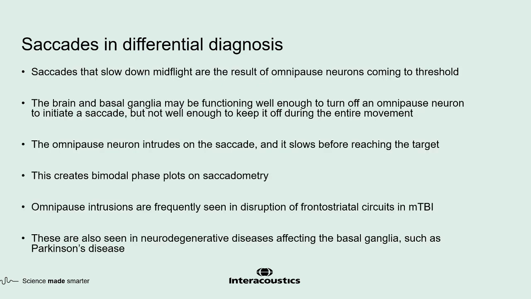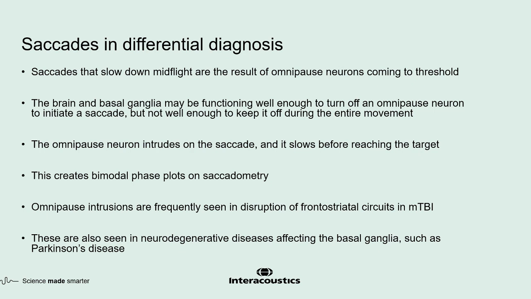Now again, Omnipause neurons tonically inhibit the burst neurons, and that allows for stationary gaze. So in order for a saccade to take place, Omnipause inhibition has to be deactivated so that burst neurons can come to threshold and move the eyes. And as the brain fires down with a pulse command, it also inhibits Omnipause cells associated with the desired burst neurons.